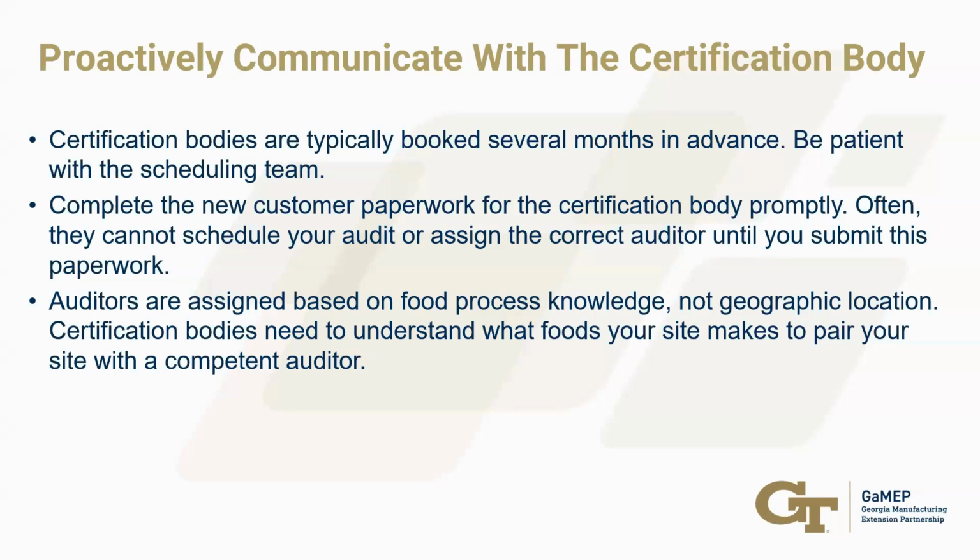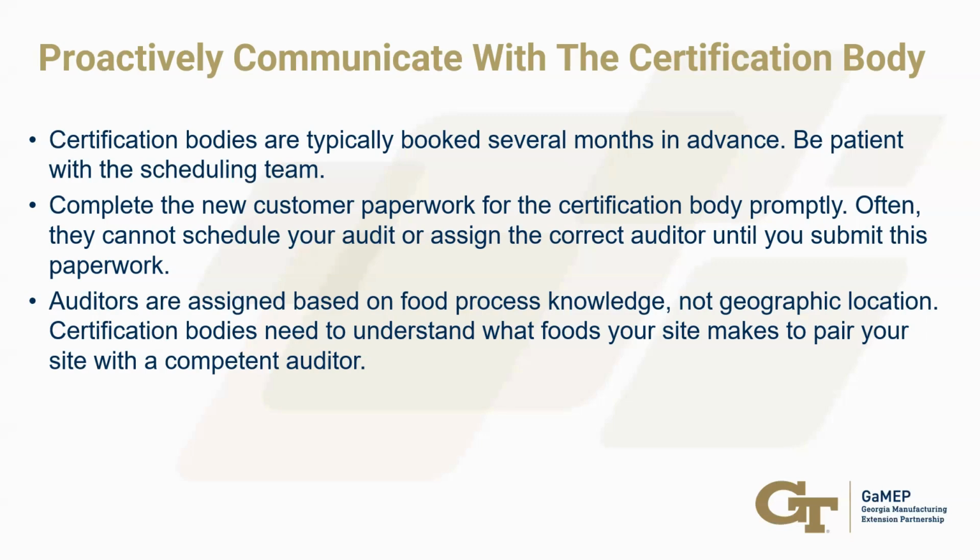The paperwork will include a lot of detail about your site, how many employees you have, your hours of operations, what types of products you make, and the number of HACCP plans or food safety plans. The auditor is assigned based on food process knowledge or food industry competence, not geographic location. So for example, if an auditor primarily audits the dairy industry, that auditor is likely not going to be assigned to a bakery or a produce house.